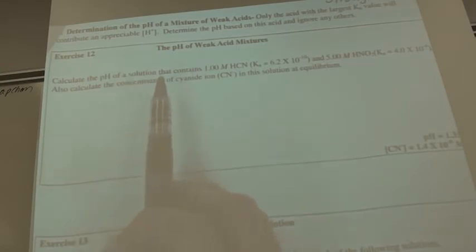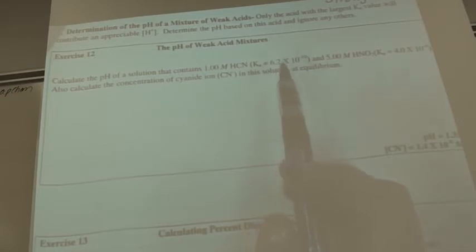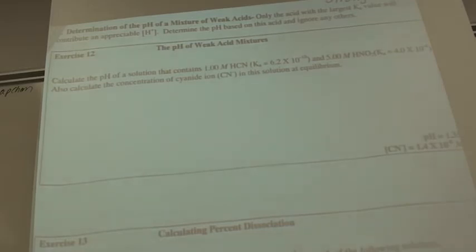Calculate the pH of a solution that contains 1 molar HCN, and here is its Ka, and 5 molar HNO2, nitrous acid, and here's its Ka. And also calculate the concentration of the CN minus ion in the solution at equilibrium. Okay, this is a short problem, which means sometimes they're kind of tricky. But you can do this. Which one's the strong acid? Right, so this is the strong acid.